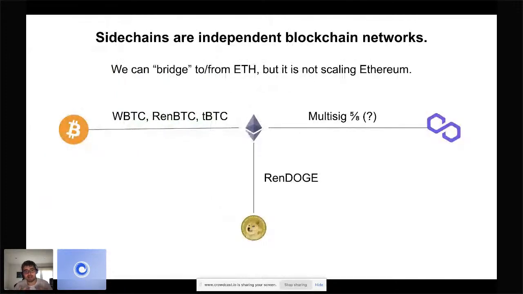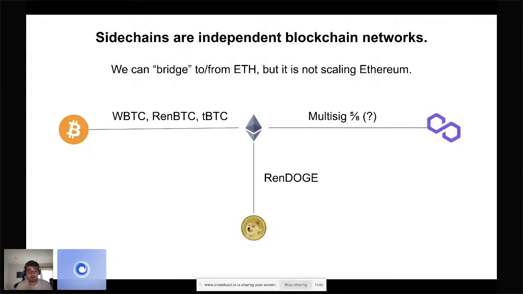And one thing I want to say about a sidechain is that a sidechain is just an independent blockchain network. There's another blockchain network out there, for example, Polygon, Doge, Bitcoin. They're all sidechains. They're independent blockchain networks. They exist and they process transactions. And really, there's a bridge that connects Ethereum to the sidechain.